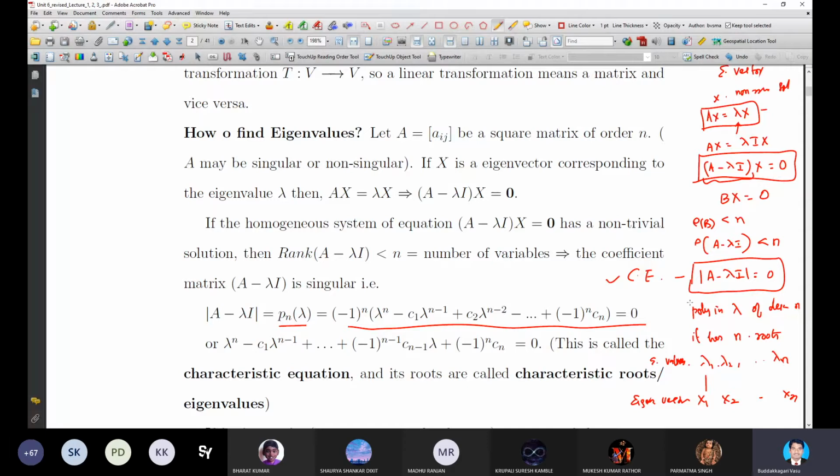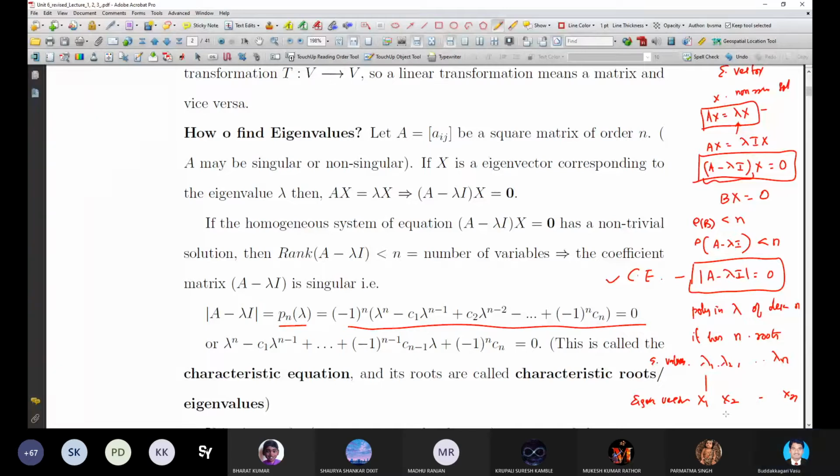Through the definition of eigenvalues, the matrix equation Ax is equal to lambda x is associated with the homogeneous system. For getting non-zero solutions, the determinant of A minus lambda I must be equal to 0. It results in a polynomial in lambda of degree n, which has n roots. They are called the characteristic roots or eigenvalues. The corresponding solutions are called eigenvectors x1, x2, x3, and so on up to xn.